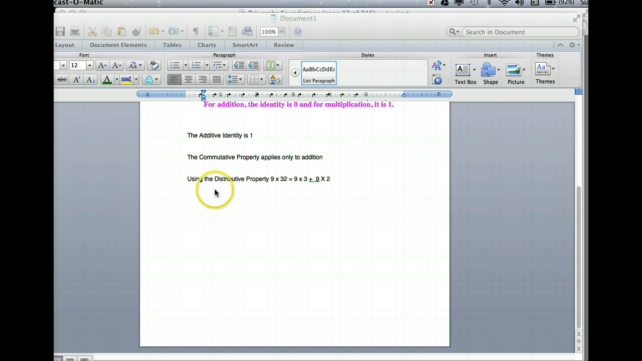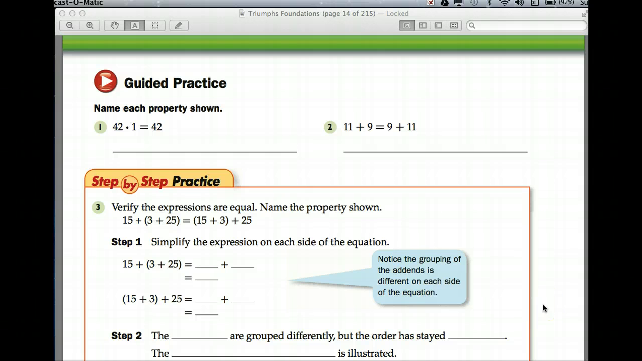Now let's look at the distributive property. 9 times 32 is equal to 9 times 3 plus 9 times 2. Well, that's not right because 32 is one single number. You don't have parentheses that you're distributing it across. So that's why that one's incorrect. Now, 9 times the quantity 3 plus 2 is the same thing as 9 times 3 plus 9 times 2. That would make it correct. Good job.